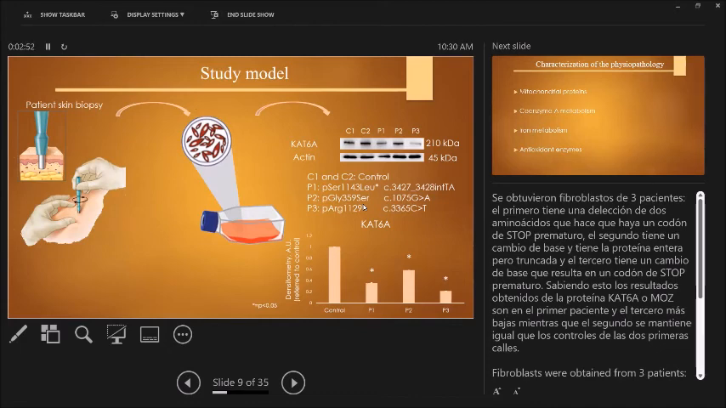We use actin as a reference, as we can see here, because its expression doesn't change between the controls, which are C1 and C2, and the patients. As we can see, the expression of this protein is lower than the controls, in the result of the Western blot and in the bar graph. And there is still protein because they have one normal allele.